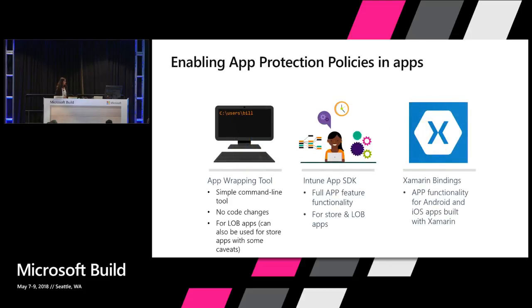So these are the tools that I mentioned. The app wrapping tool is a command line tool available for Android and iOS. There are no code changes required to your app, and the use case is for LOB apps. If you do have an app that you want to release to the App Store, we recommend that you use the Intune App SDK. It has a little bit more functionality in terms of all the multi-identity scenarios where you can target based off of the corporate identity signed into an app. And it can be used for store and LOB apps.